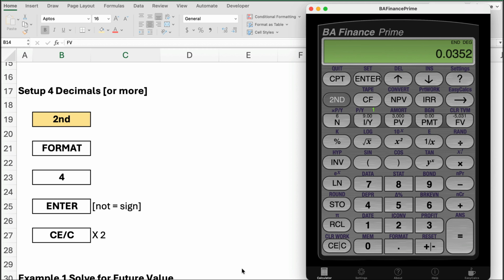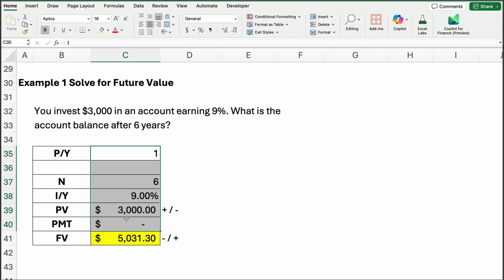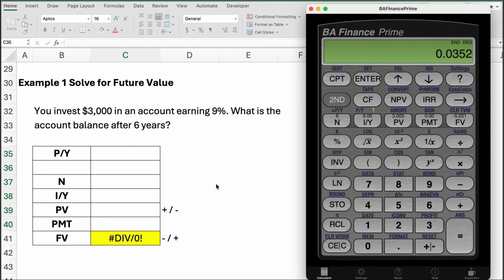Okay, we're set up correctly. So let's do a problem where we solve for future value. Now we're going to put in everything and solve for the future value. So I've set it up on Excel. But let's clear out the numbers. Let me show you how we would enter this on the calculator.